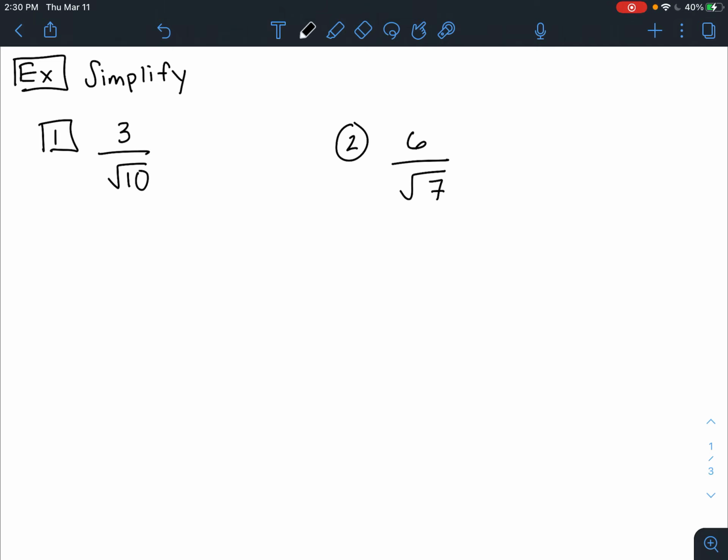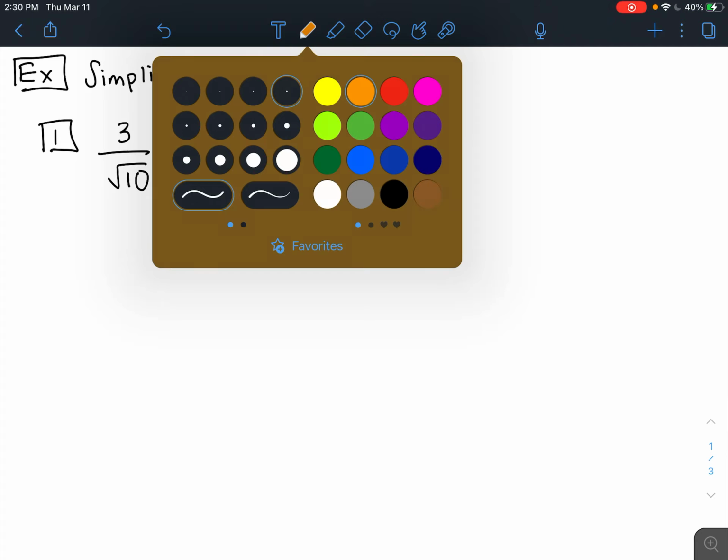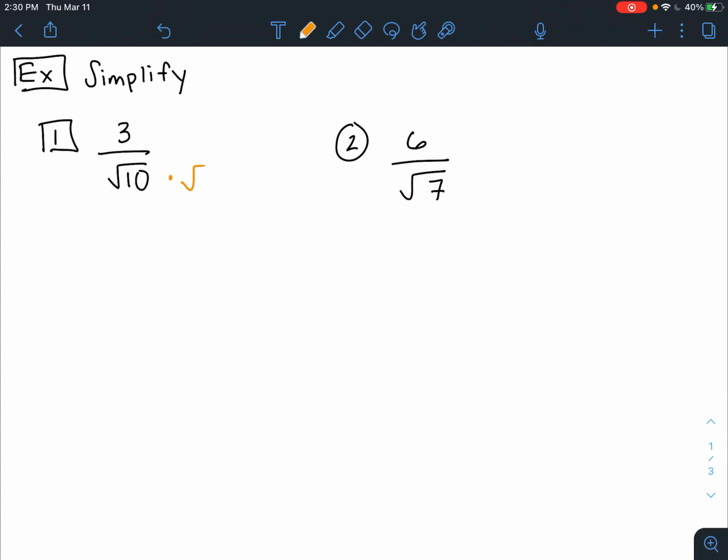So I want to check first, can I reduce anything between the numerator and denominator? Well, I have a normal 3 and then I have a square root of 10. So I have an outside number and an inside number, so I can't reduce between them. And I can't break down the square root of 10. So I'm going to go ahead and rationalize. So I need to cancel out the square root of 10. So to do that, I'm going to multiply the denominator and the numerator by the square root of 10.